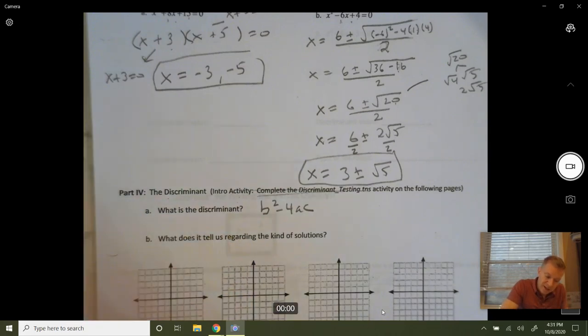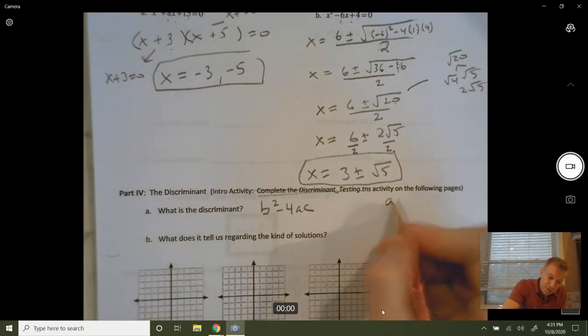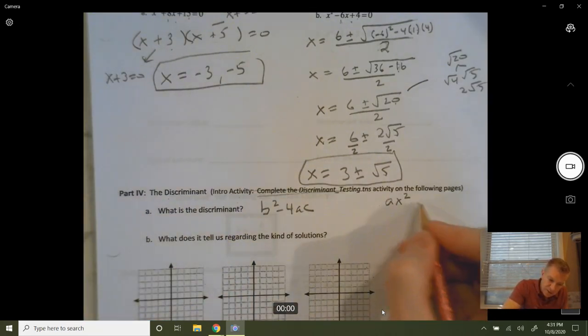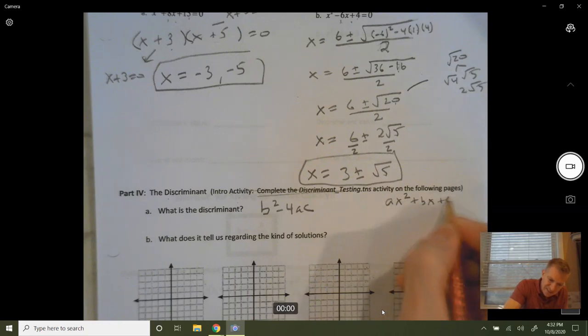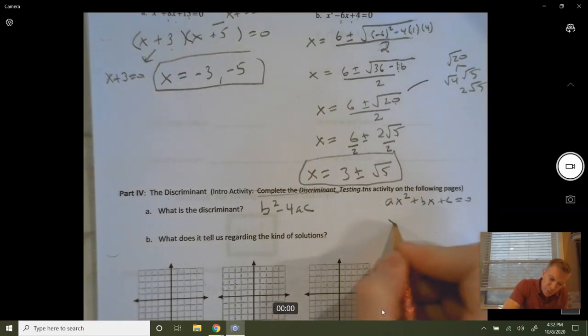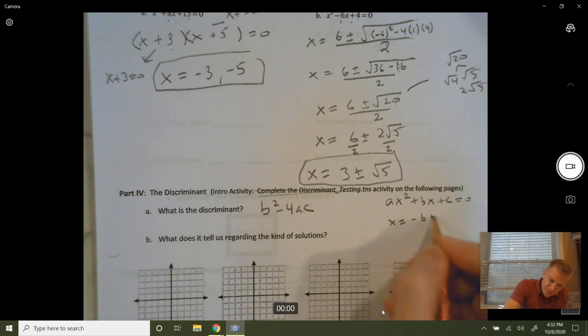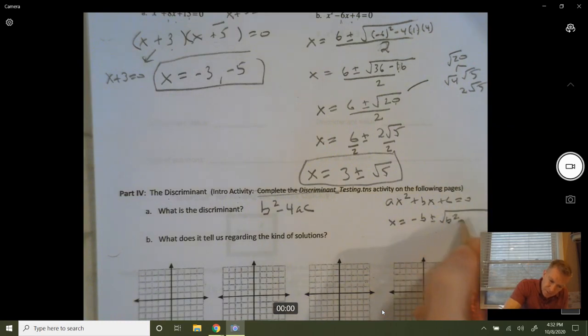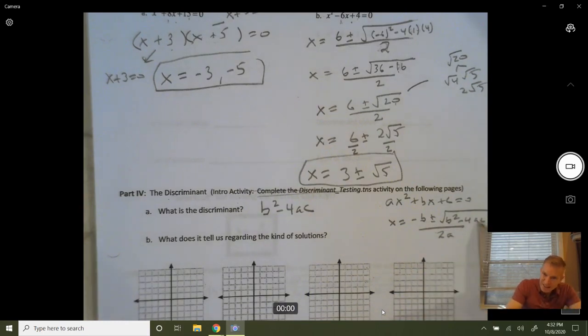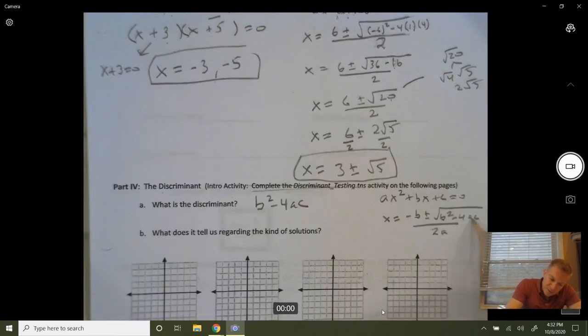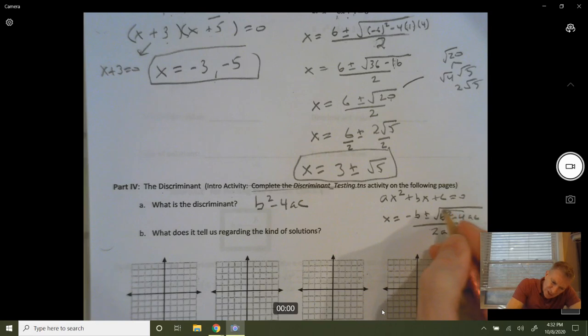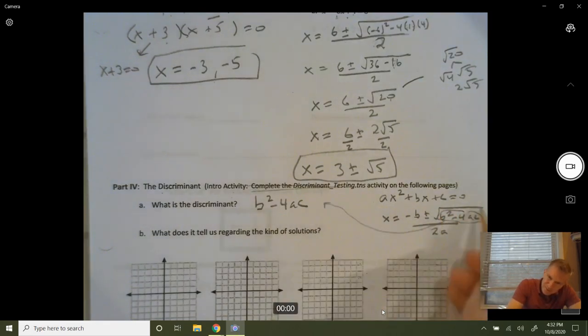Let's talk about where that came from. When you're solving a quadratic equation, ax squared plus bx plus c is equal to 0, and you use the quadratic formula, this thing is called the discriminant. The discriminant is the thing that's under the square root. It does not include the square root sign. It's just what's under the square root. And that tells us a lot about our solution.